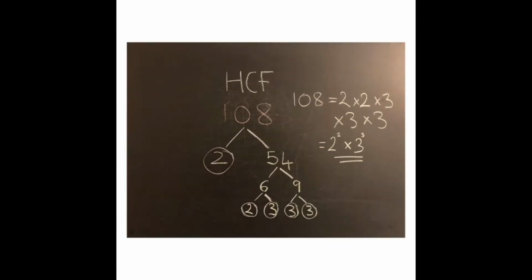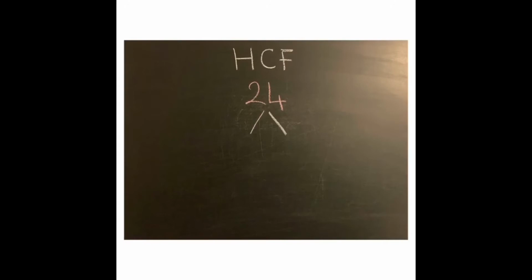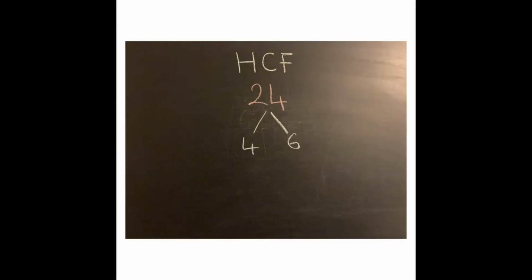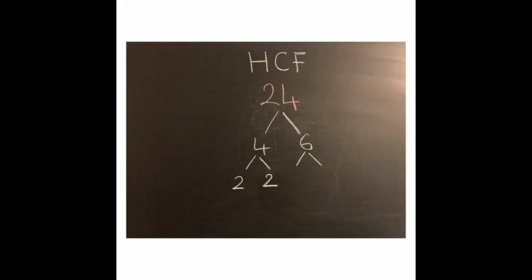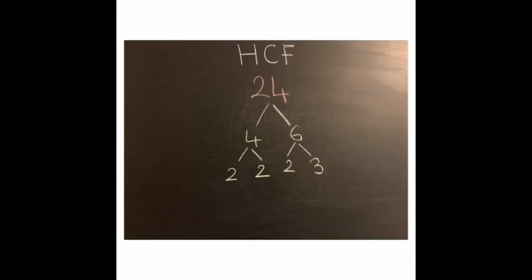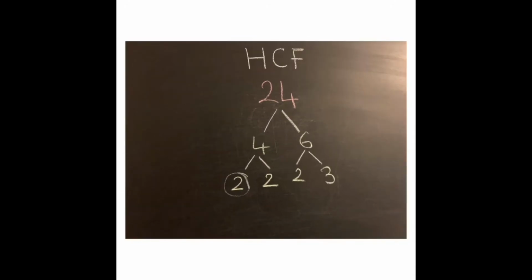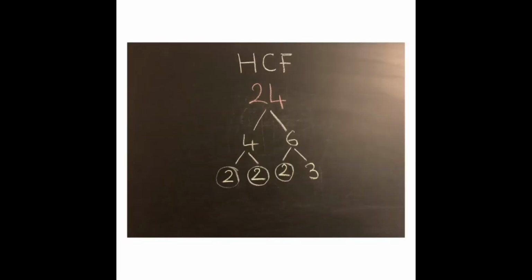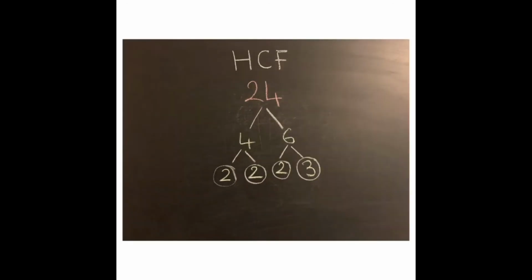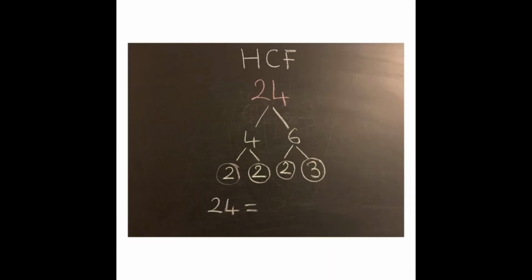Now let's look at 24. So 24, what can be made up of 24 apart from 1? 4 and 6. Are they prime numbers, or do they have other times tables apart from 1? Yes, so 4 can be split into 2 times 2, and 6 can be split into 2 times 3. Now we check for prime numbers. So here we already know that 2's and 3's are prime numbers, so we can circle these because they can only be divisible by 1. And there's no more branches coming off, so that's the end of it.